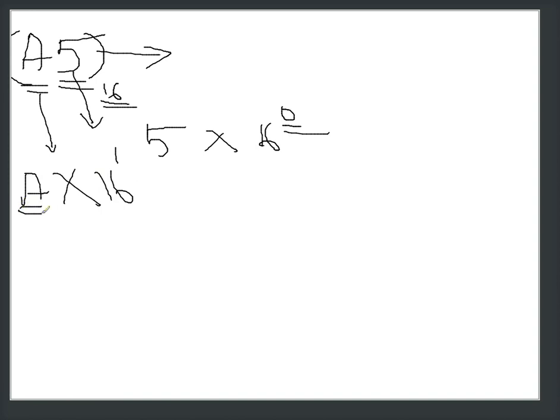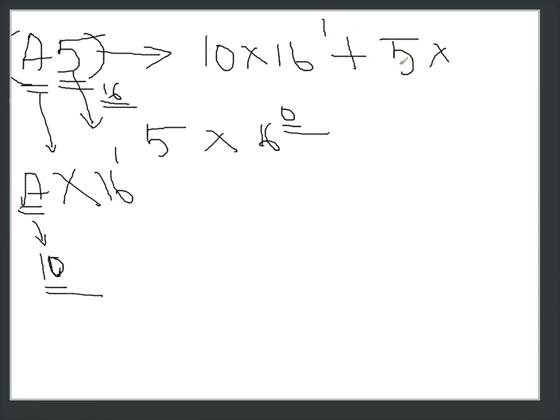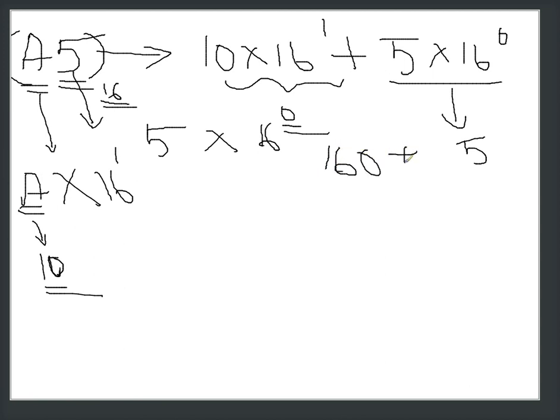We know that A actually represents 10 in the decimal system. In order to multiply this, for decimal multiplication, we have to convert it into its decimal equivalent. So it would be 10 into 16 raised to 1 plus 5 into 16 raised to 0. If I convert this, this is actually 5, and this is 160, doesn't it? So A5 represents 165.